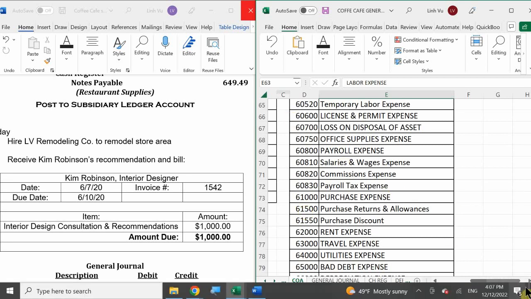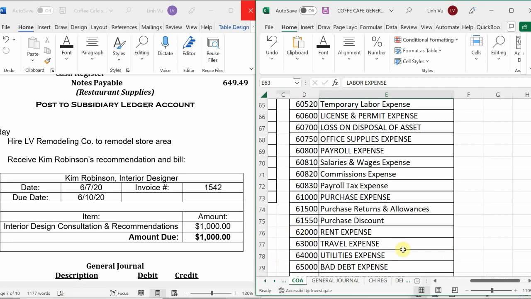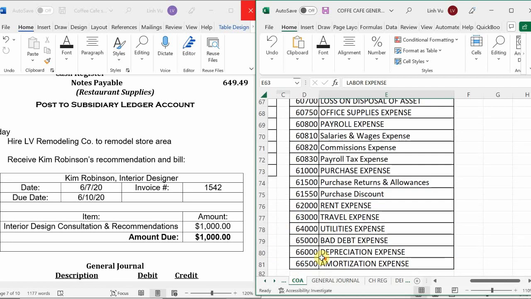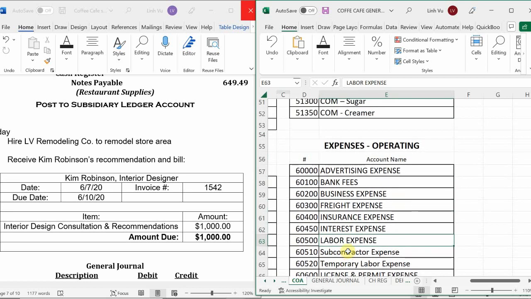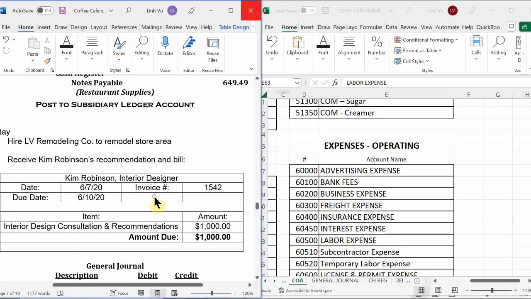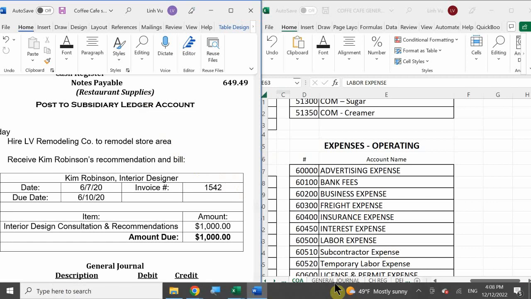We definitely didn't purchase inventory. This isn't rent. This isn't travel. This isn't utilities. This isn't bad debt, depreciation, or amortization. So in this case, business expense would definitely be the most likely account. And that will be correct, right? This is definitely a business expense that you had to pay for to get the shop the way you want it to look. So in this case, yes, it is a simple, mere business expense. So in this case, business expense, $6,200.